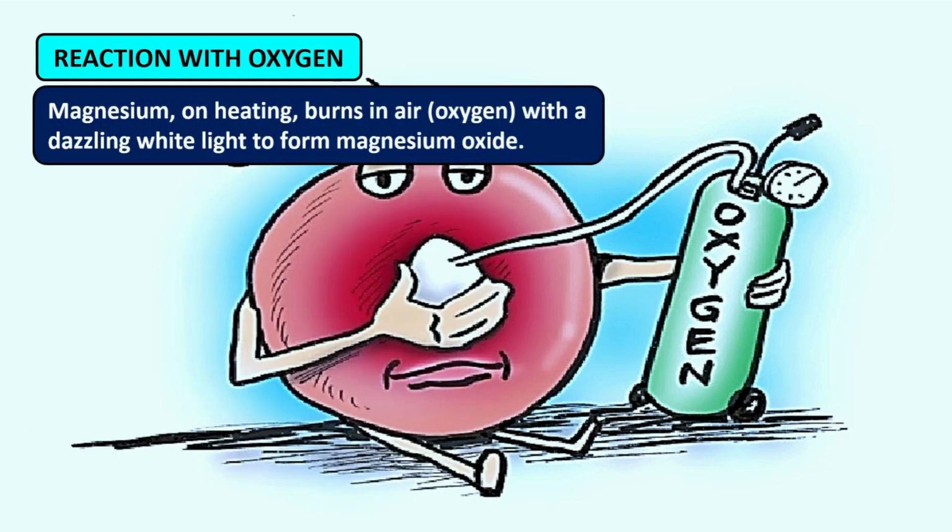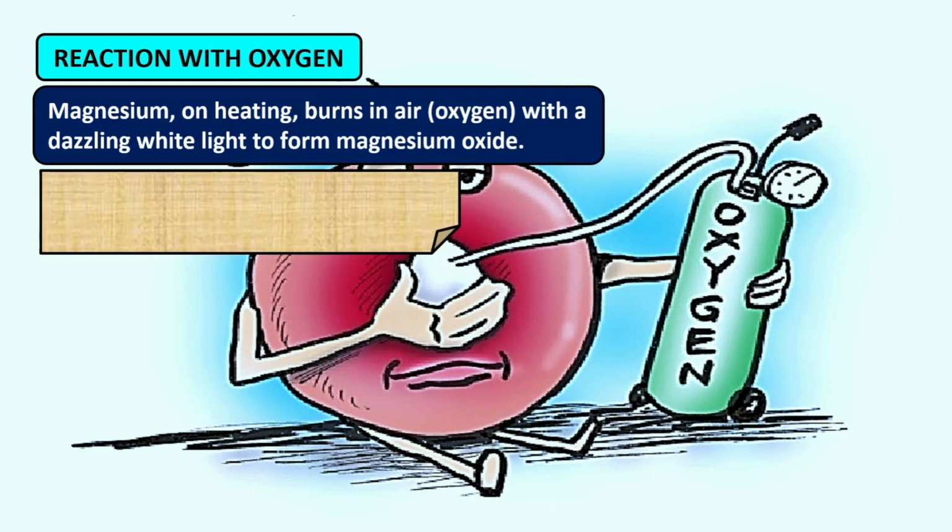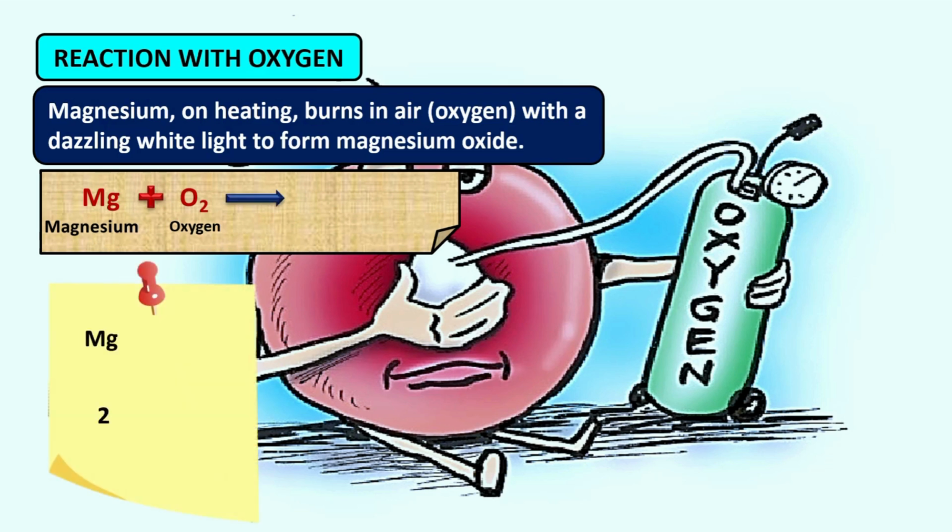Magnesium, on heating, burns in air, that is oxygen, with a dazzling white light to form magnesium oxide. Mg, that is magnesium, plus O2, oxygen, gives MgO, magnesium oxide. So after balancing, 2 Mg plus O2 equals 2 MgO.